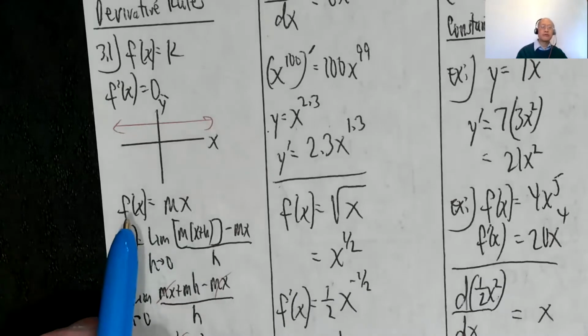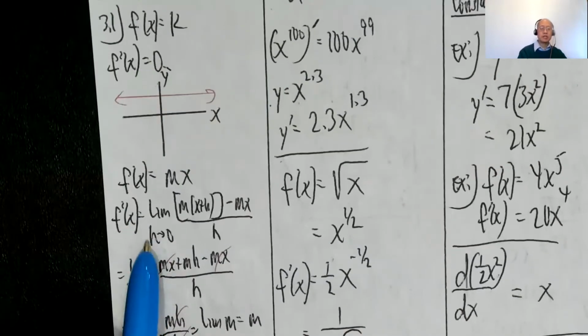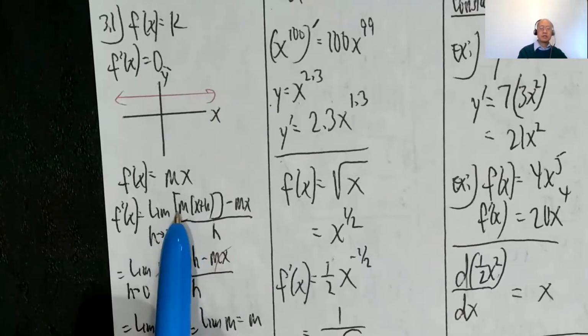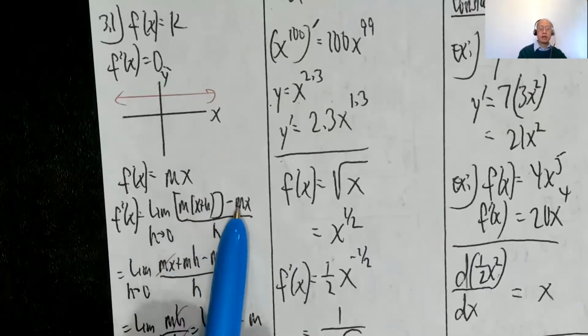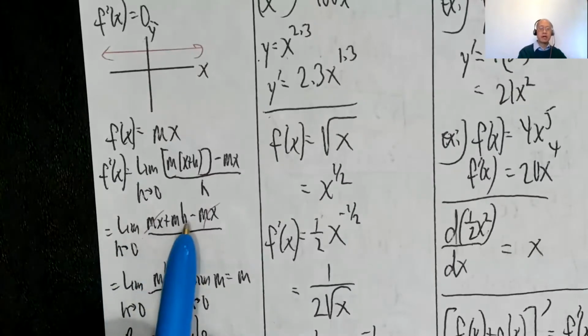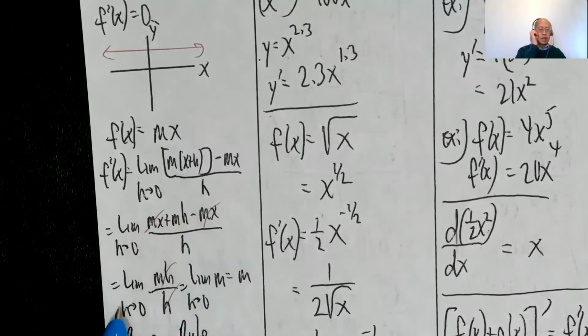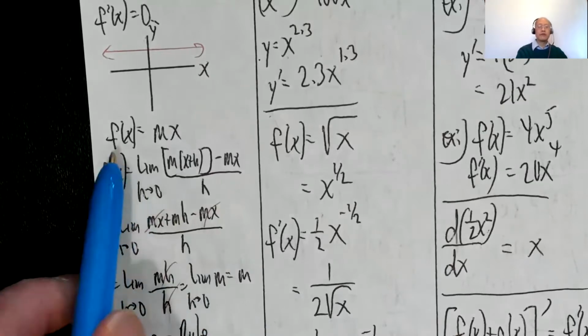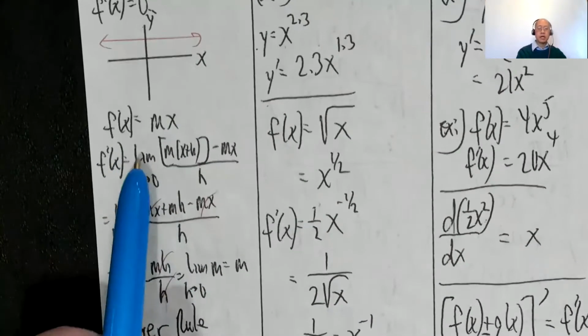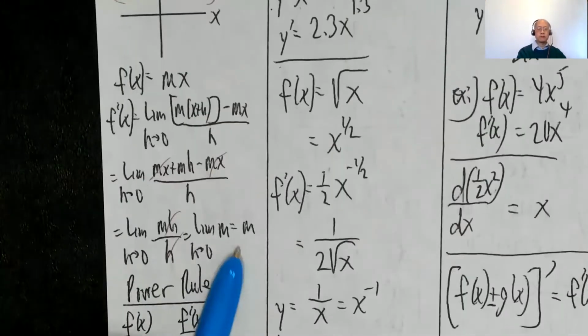How about a linear function? f of x is mx. You can use the limit definition. f prime of x is the limit as h approaches 0 of m times x plus h minus mx all over h. That's the limit of mx plus mh minus mx over h. The mx cancels out, the h cancels out. So I have the limit as h approaches 0 of m, which is m. So the derivative of mx is just m, and that's logical. From algebra 1, the slope was m. Derivative means slope, so it's m.